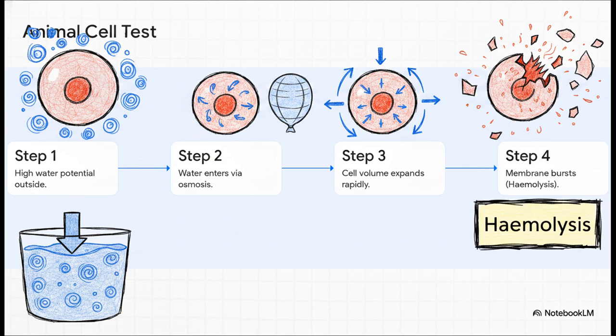Step 3, look at the dimension lines expanding. The cell volume swells up incredibly fast, just like our water balloon. And step 4, the pressure is just too great. Pop! The membrane bursts. This total destruction is called hemolysis. Our animal cell is officially out of the game.